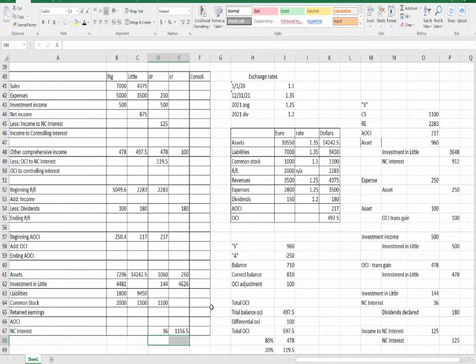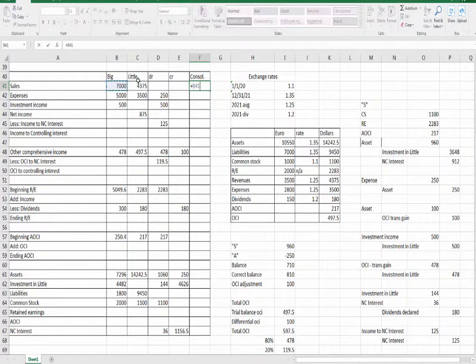And again, the fact that this was initially in euros is now completely irrelevant. Everything's in dollars. The only thing we've added here is the business of the OCI and the AOCI. And again, please notice that this was the OCI, the translation gain from the translation of the balance of the actual trial balance. This is the additional OCI from the translation of the differential.